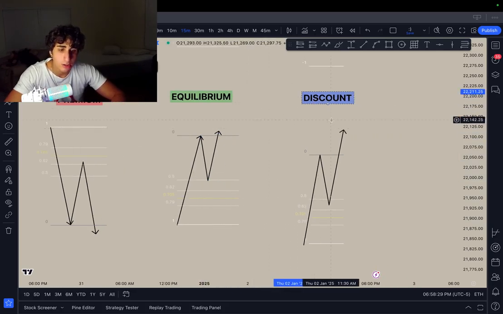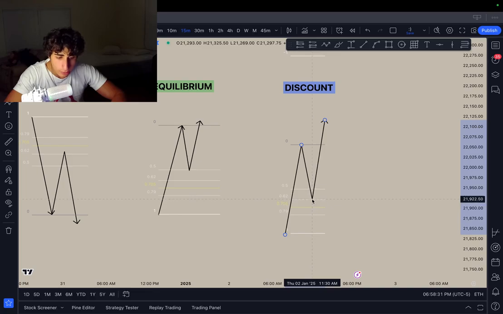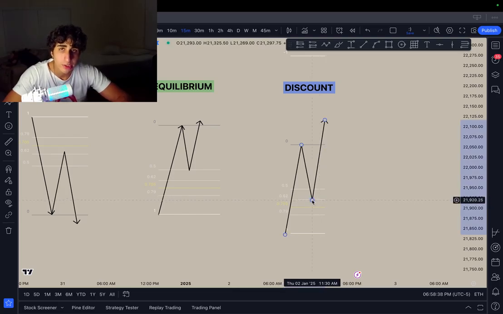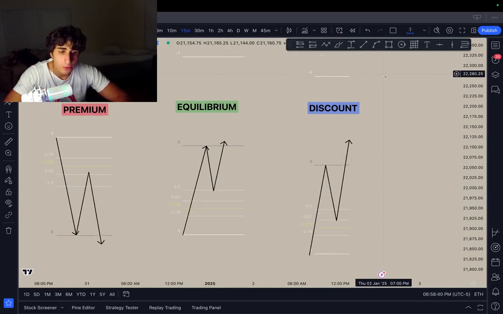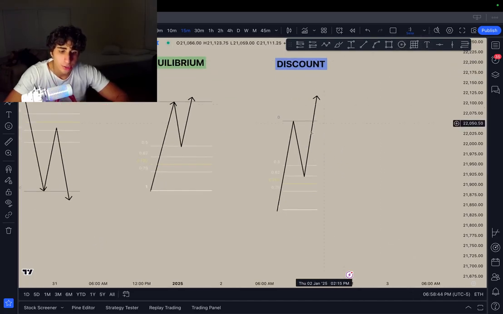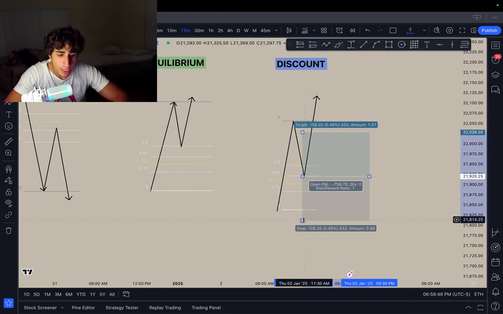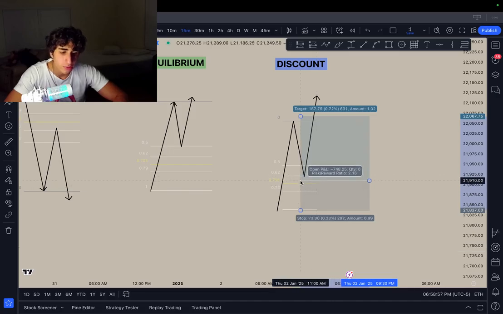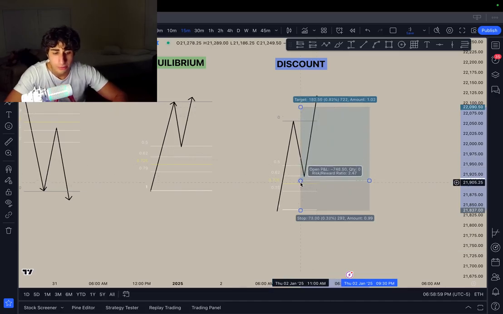So discount is not just the OTE of your range. Discount is anything below equilibrium. The OTE of the range is 0.62. OTE also stands for optimal trade entry, and your optimal trade entry is 0.62. Why is this an optimal trade entry? Well, you're most likely going to have around a 1.66 risk to reward. Probably 1 to 2 if it goes even lower, or if you have targets above.